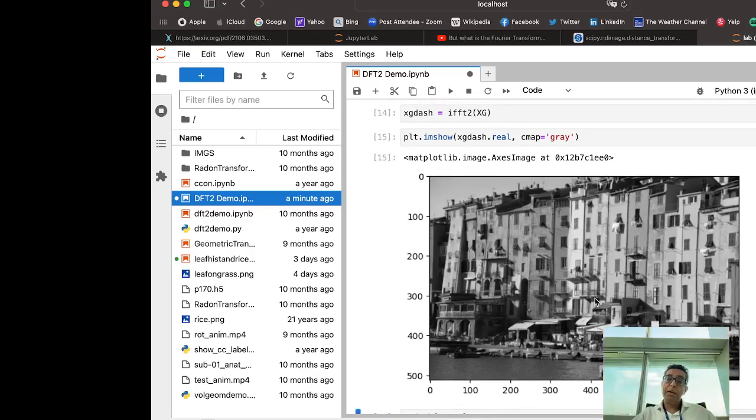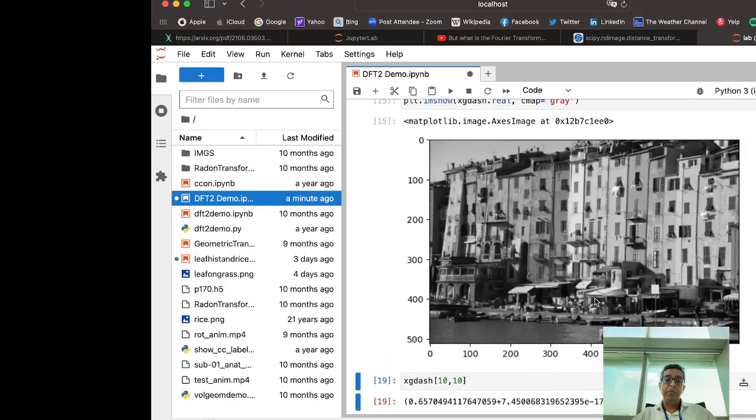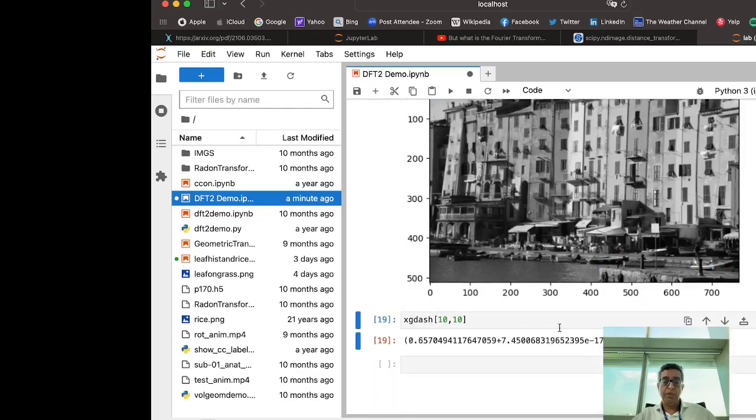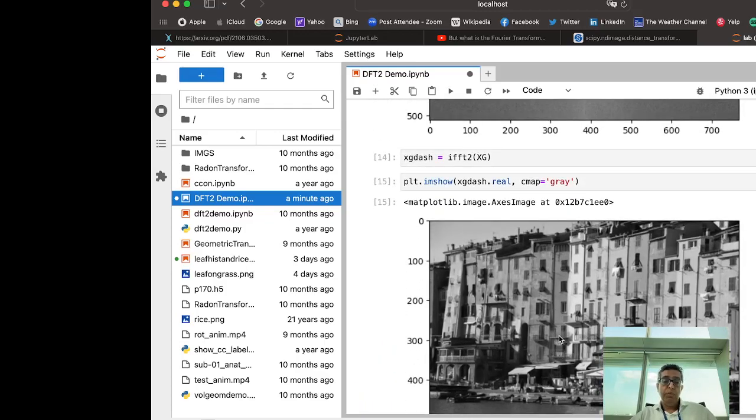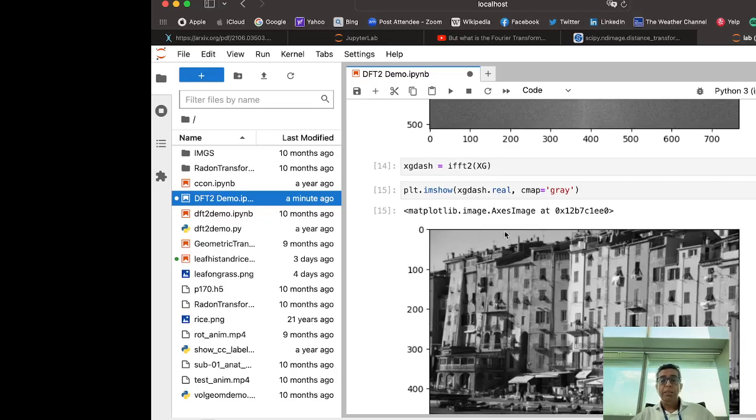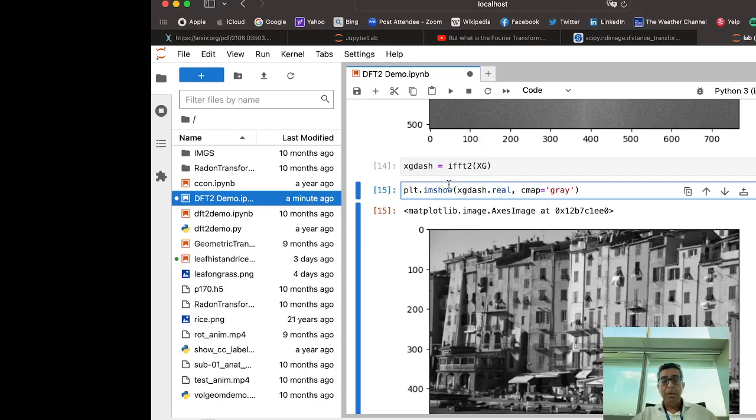Neither Matplotlib nor NumPy is clever enough to know that that really is a real valued thing, and this is just round-off error, which is fair enough. So that's why I took the real values to show this. Otherwise, you'd get an error, since Matplotlib imshow won't know how to show a complex valued image.